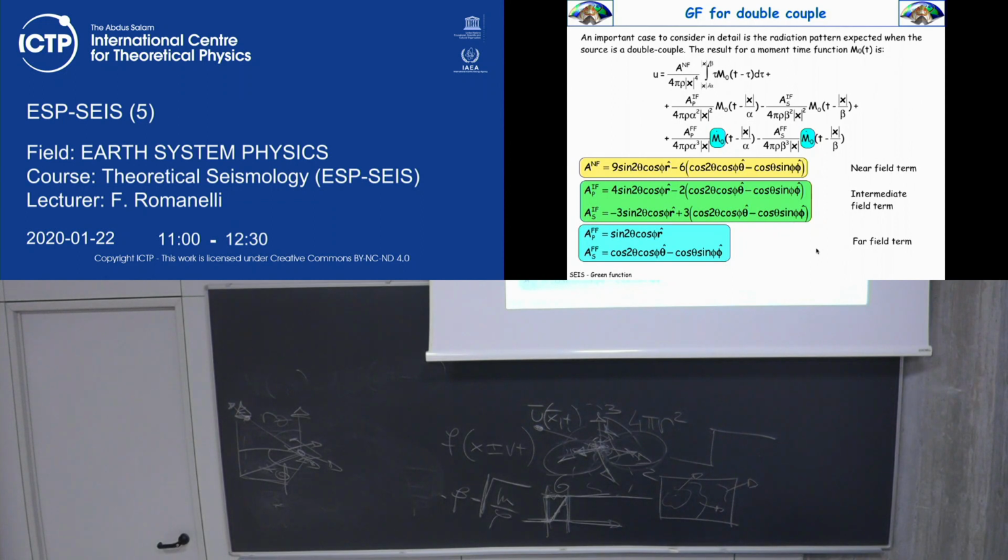Sorry for joking about this, but remember that when we use a point source approximation, we are squeezing all the information in a point. So we are forgetting about rupture time. Could be long, could be much longer than this. So when I'm doing this, I'm moving at the same time all the fault.